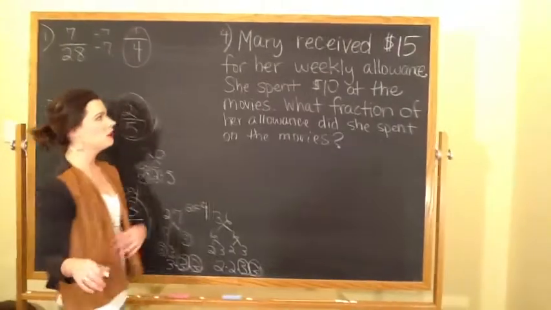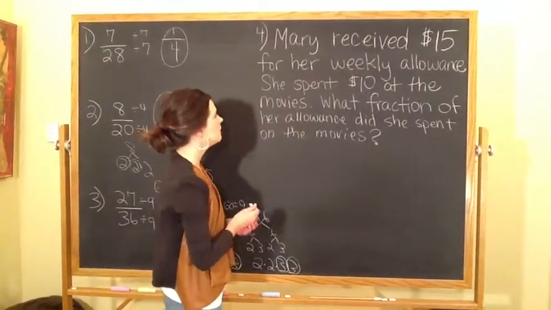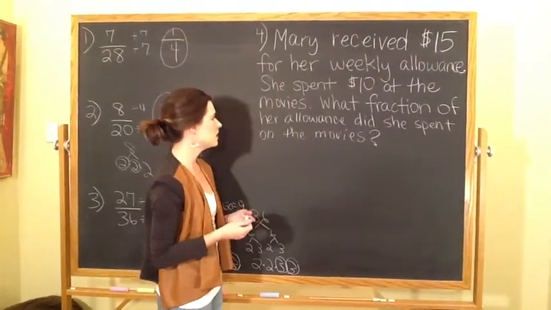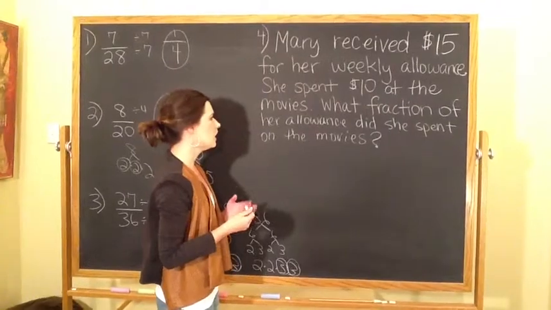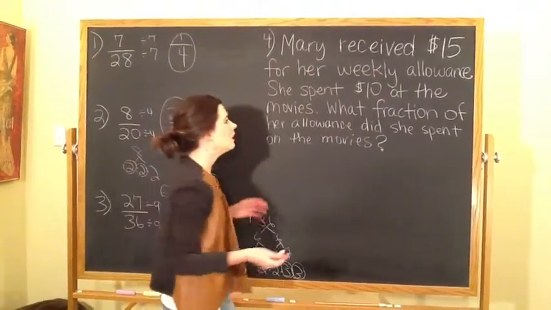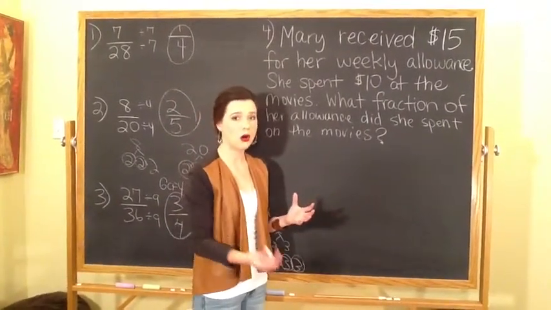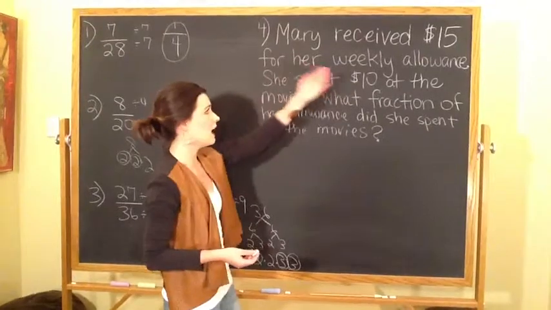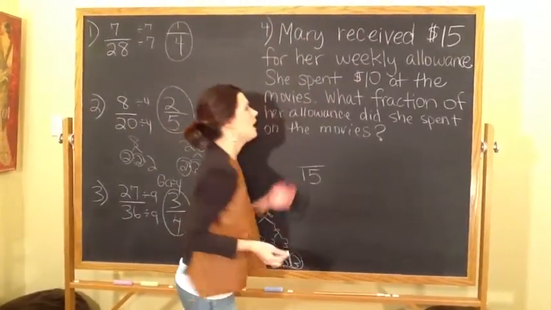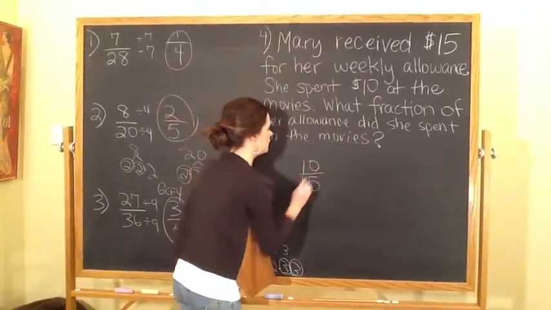Alright, let's go ahead and look at our last example. That is a word problem. It says Mary received $15 for her weekly allowance. She spent $10 at the movies. What fraction of her allowance did she spend on the movies? So we've got to remember, when we're talking about fractions, we're talking about a part over a whole of something. So we know that $15 is all of her money. So that is the whole. And then she spent a part of her money. She spent $10. So we're going to put 10 over 15.